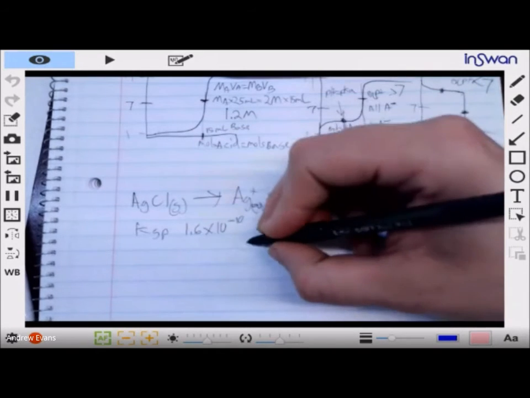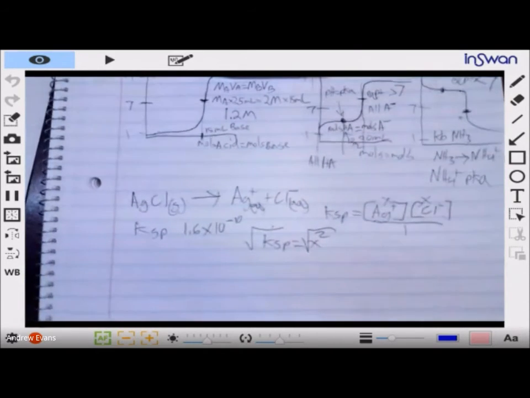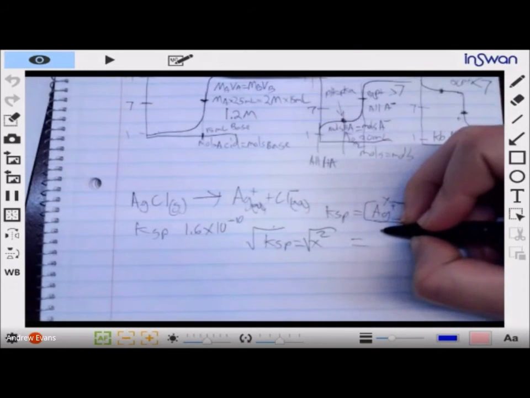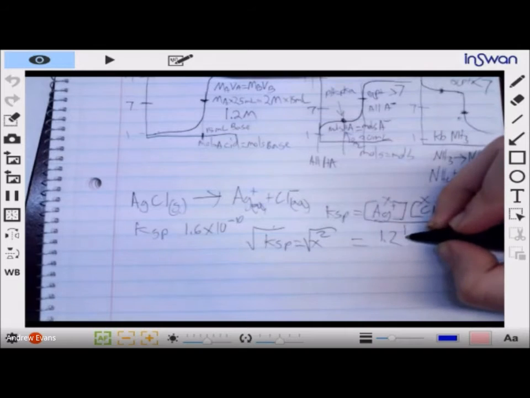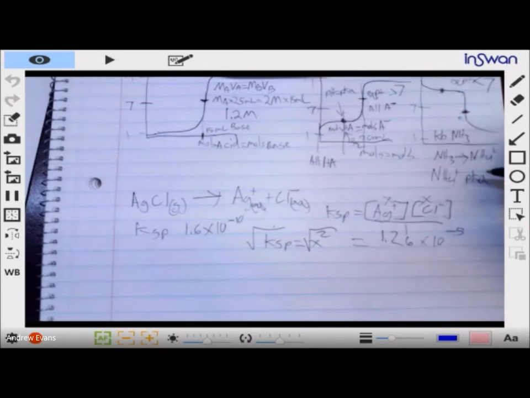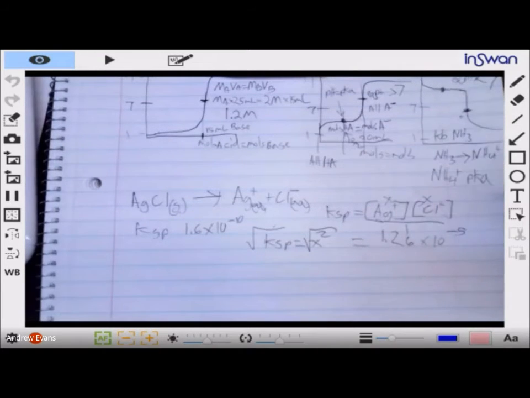Square root both sides. So the square root of 1.6 times 10 to the negative 10th is going to be 1.26 times 10 to the negative 5th. So that's the molarity of silver chloride.